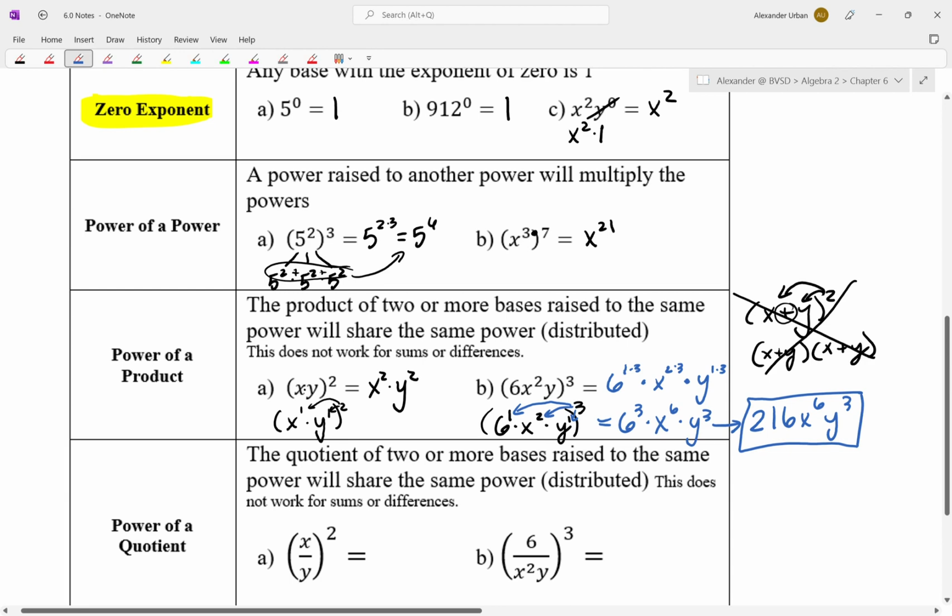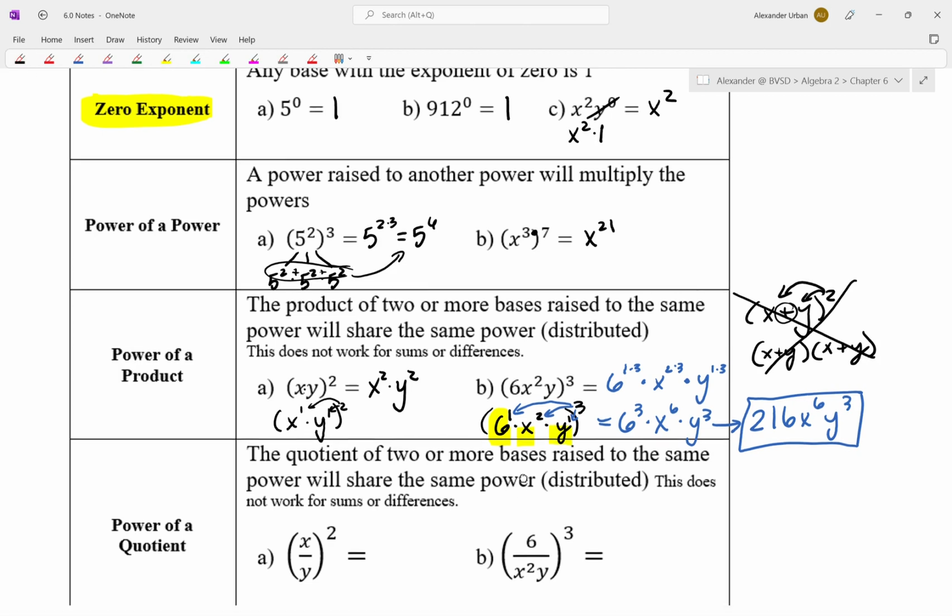So again, pause, rewind, watch that one again. Remember, we have 3 different bases here. We have numbers, x's, and y's. So again, pause, need to go back, watch it a few times.